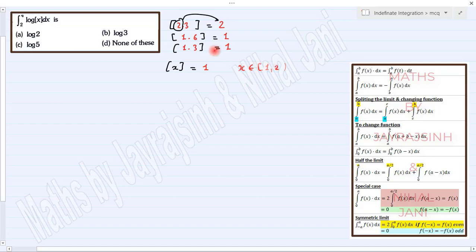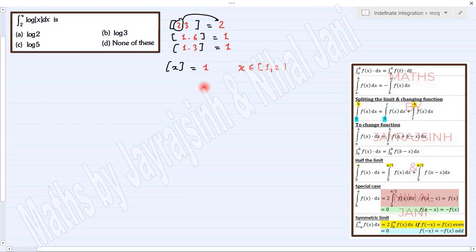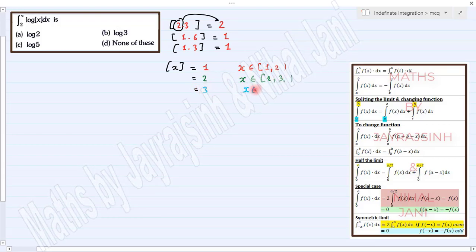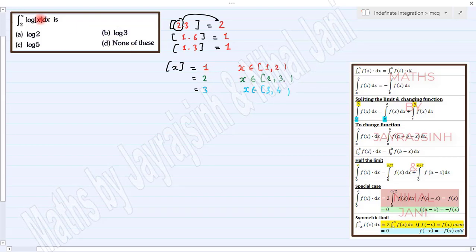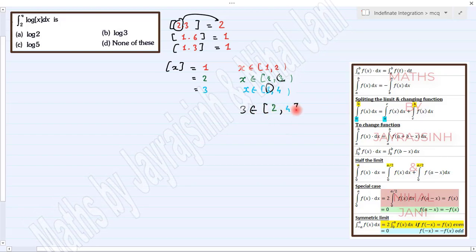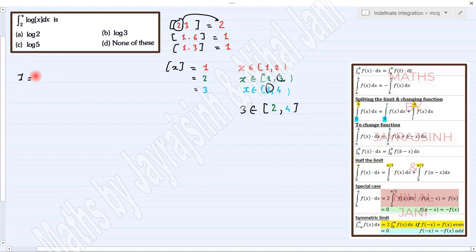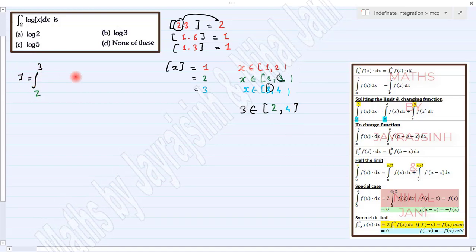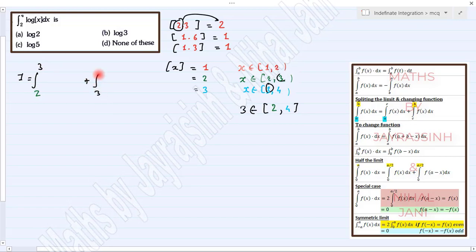Any number between 1 and 2, it will be 1, right? Similarly, box x will be 2 for x belongs to 2 to 3, and it will be 3 for x belongs to 3 to 4. So here we can say our function will change at 3 point, and your 3 belongs to 2 to 4. So we can split our limit 2 to 3 and from 3 to 4.